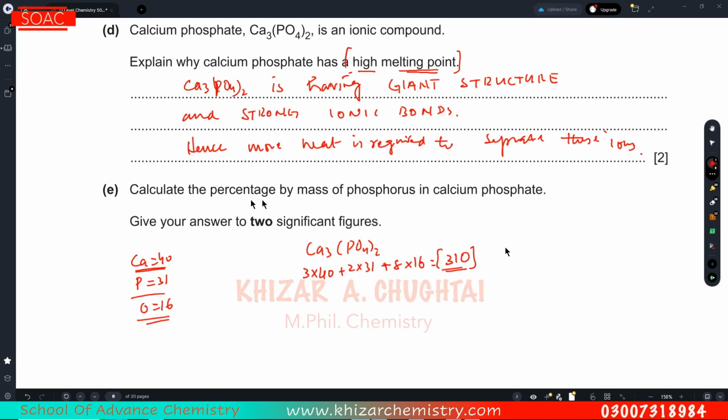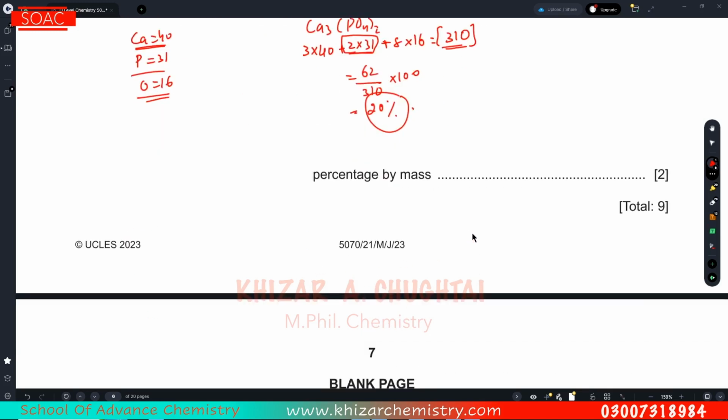So what is the percentage by mass of phosphorus? What is the phosphorus in this compound? That is 2 into 31, 62. So 62 divided by 310 multiplied by 100, and the answer is 20%. 20% is the answer. Now come toward the next one.